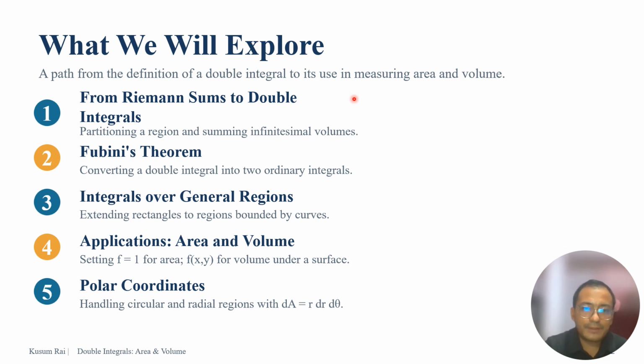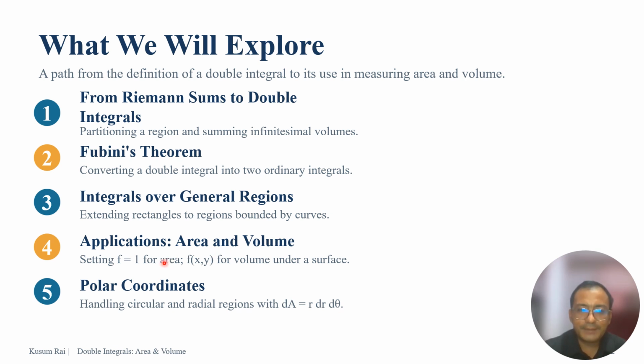Now, from Riemann sums to the double integral: partitioning a region and summing infinitesimal volumes. Next, Fubini's theorem: converting a double integral into two ordinary integrals. In this way, integrals over general regions, extending rectangles to regions bounded by curves.